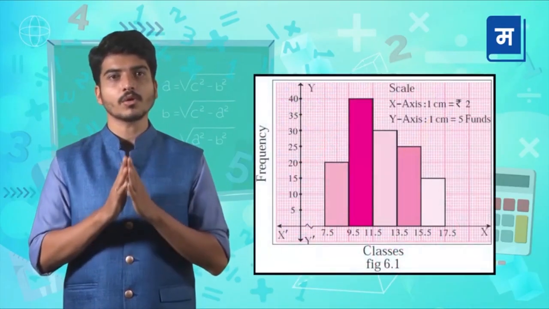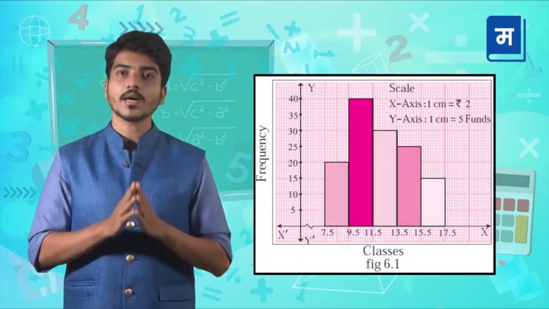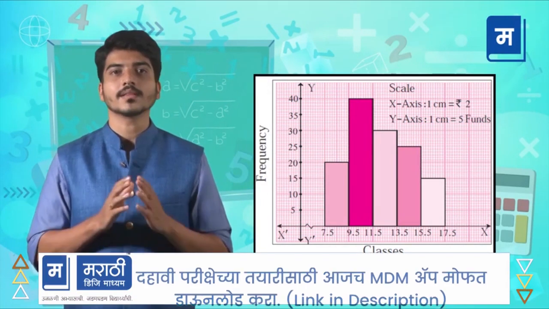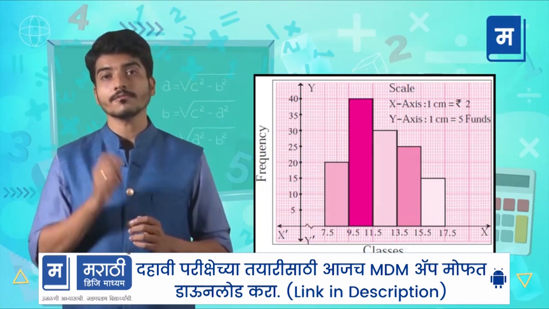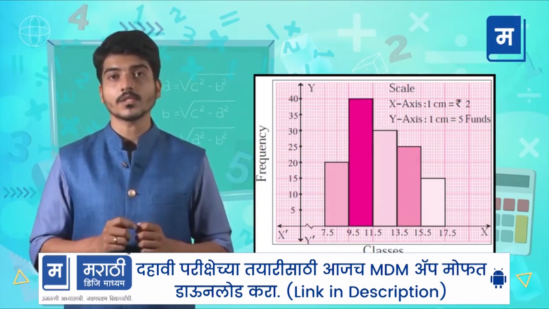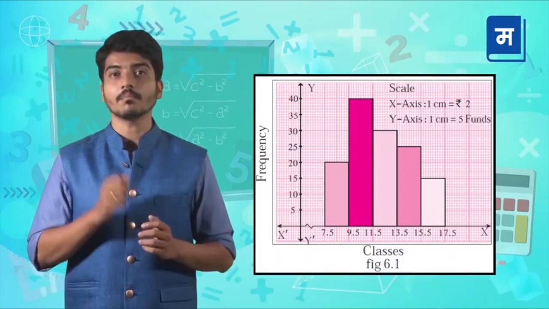The figure is shown on the screen. See it very carefully. Here, 5 bars are drawn and each bar has specific height. That height will be its own frequency. And each bar has same width, which is 2. And each bar touches its neighboring bar.